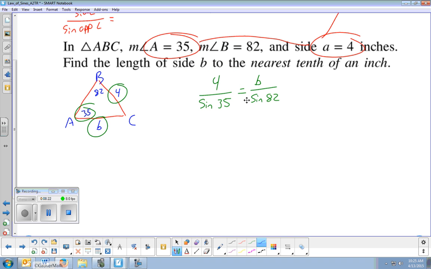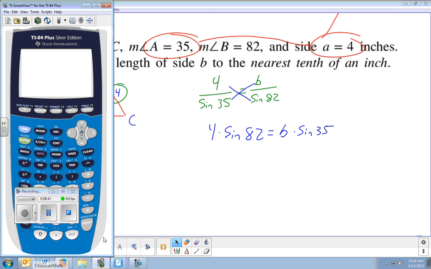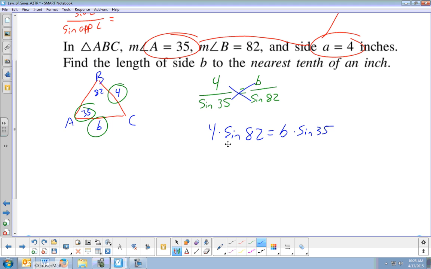And what gets cross multiplied is 4 times sine 82. And these are in degrees, so make sure your calculators are on degrees. And b times sine 35. It's just a little bit easier to always put the side in front of the sine angle. So 4 times sine 82 is that, and then to solve for b, I'm going to have to divide by sine 35. So then I'll be dividing by sine 35 to solve for b.